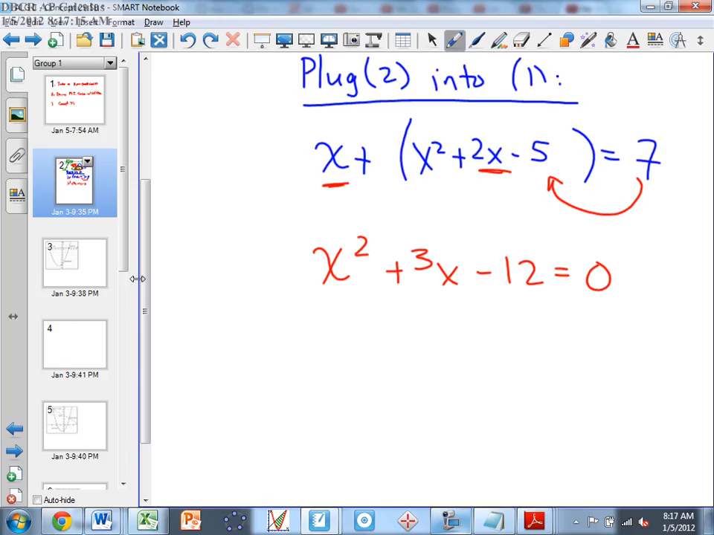6 and 2 is a 4, right? I could try 6 and 2. Remember how we do this? We list our sum and our factors. If I try 6 and negative 2, or negative 6 and 2, that doesn't work. 4 and negative 3 doesn't work. Negative 4 and 3, that does not add up to 3 either. 12 and 1 won't work either. So can I factor this one? No, so what do I have to go to automatically?